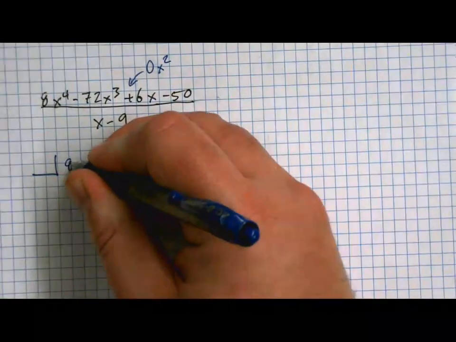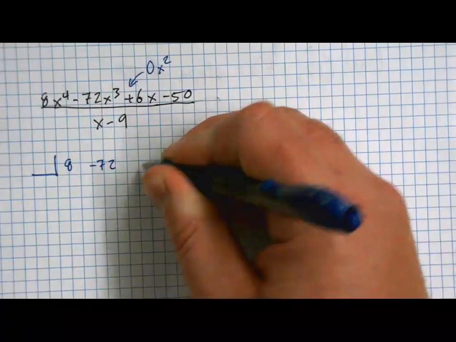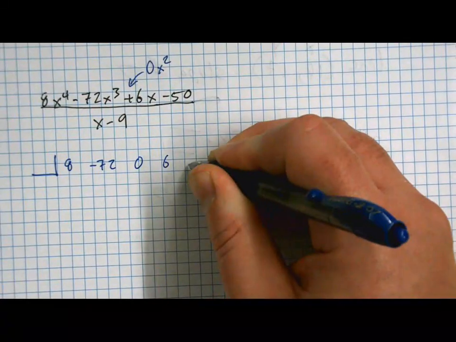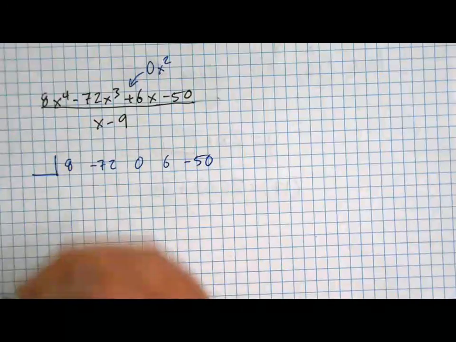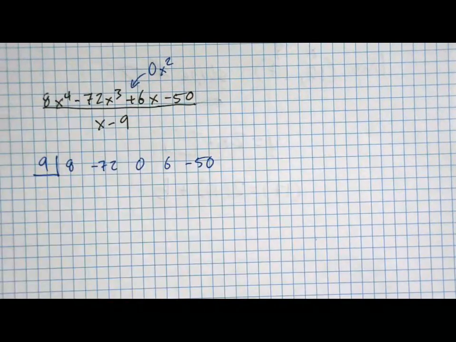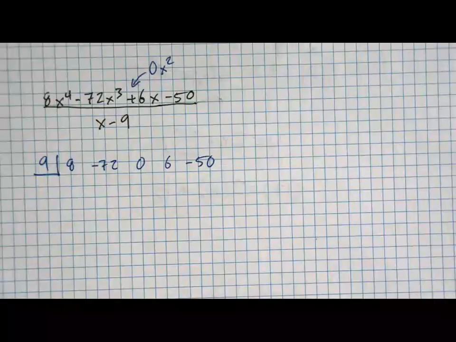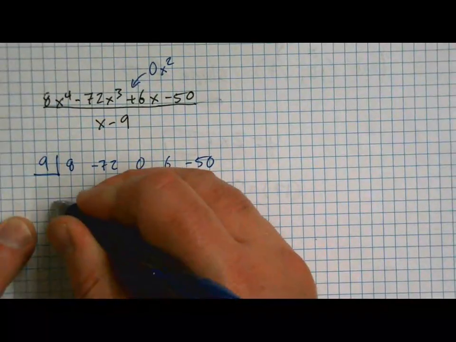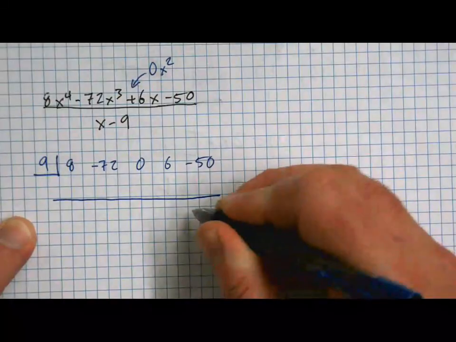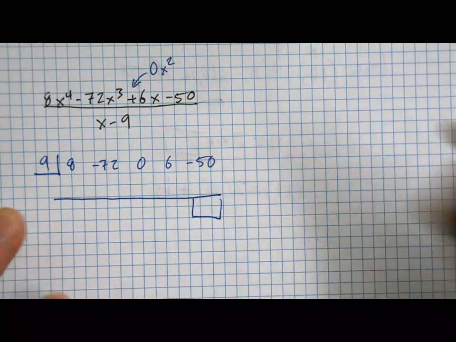So I need 8, negative 72, 0, 6, and negative 50. And the box would be a positive 9. Go ahead and work that out, see if we come up with the same result.